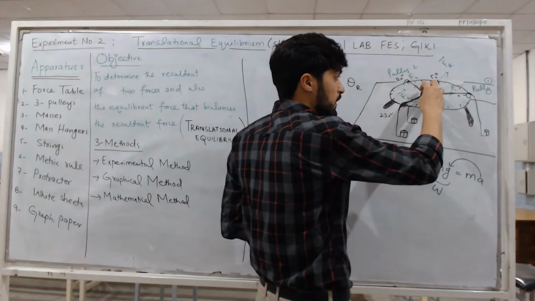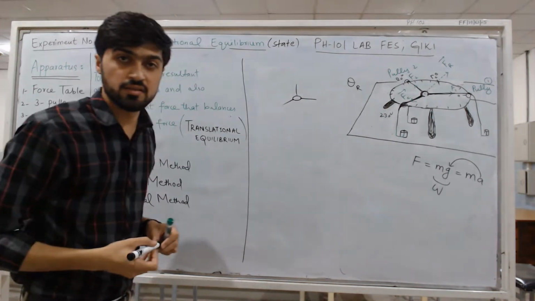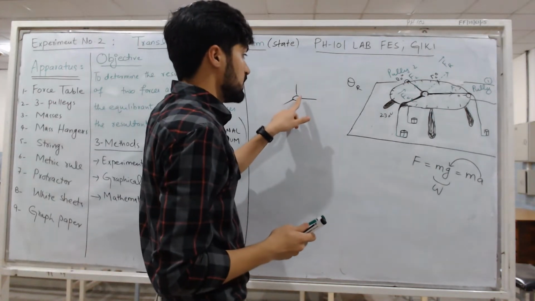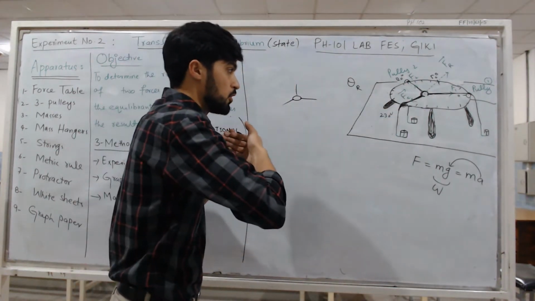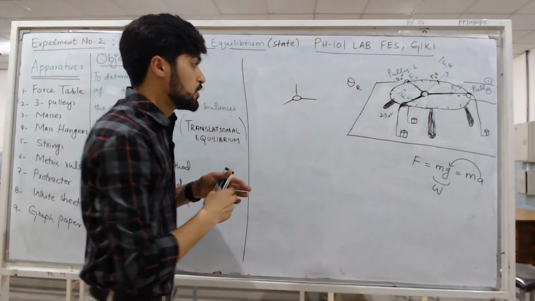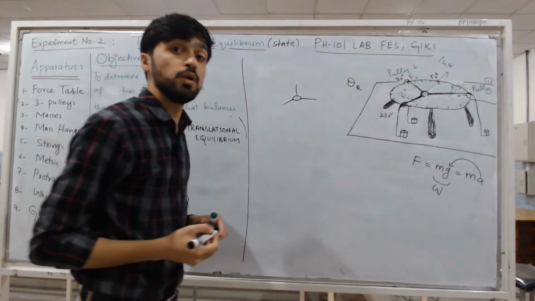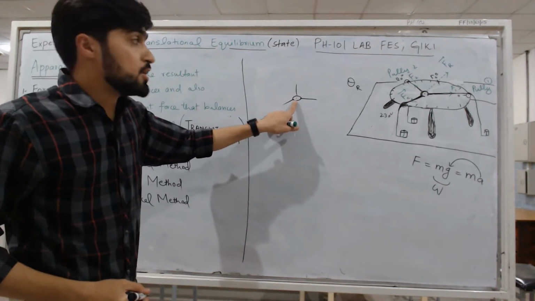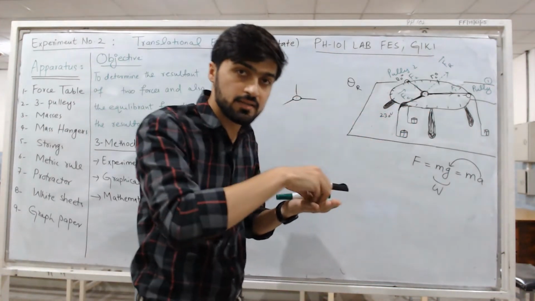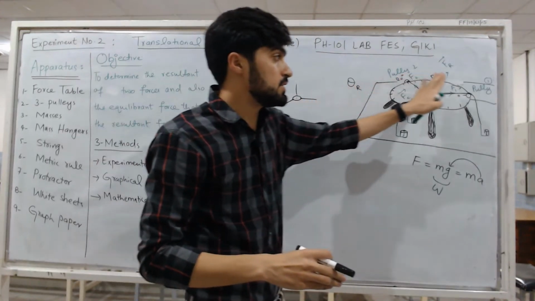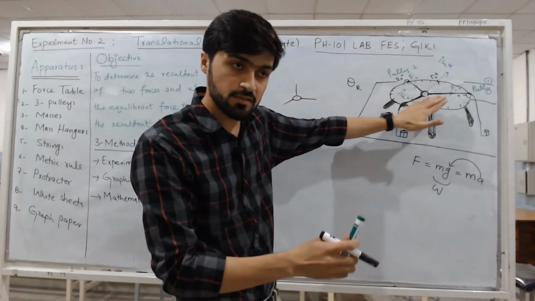There will be a plastic ring held by the strings, and this plastic ring is acted upon by three forces: F1, F2 and the equilibrium force. There is a central point. You will have to bring the plastic ring exactly to the center, and then you will perform your calculations. If it is exactly at the anchor point, exactly at the center, then the system is in translational equilibrium. Then you will proceed. This is the first step: make the system in equilibrium.